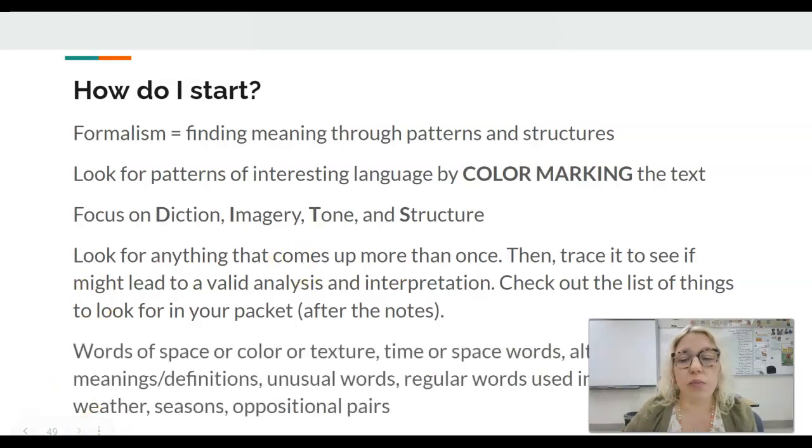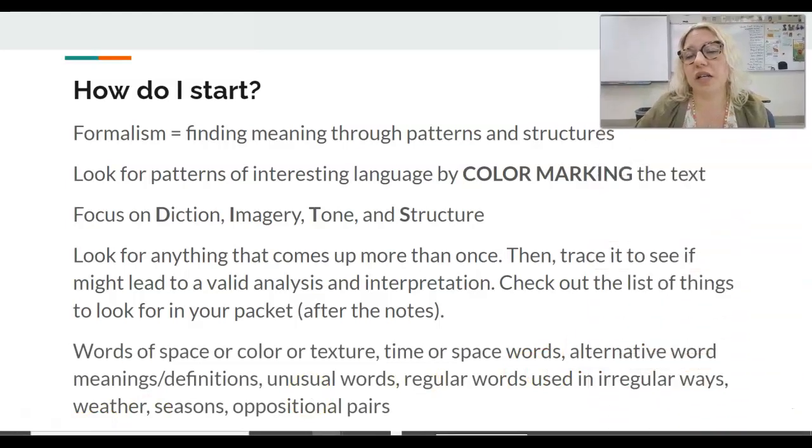All right, here are some things that are listed in the packet. This technique comes from the genius IB instructor, Caroline O'Neill. I got to give her credit. And these were some of the things she suggested to look for. She said, look for words of space, or words of color, or words of texture, time words, alternative word meanings, unusual words, or regular words used in irregular ways. Things like weather, seasons, oppositional pairs. And these are listed already in your packet, so you don't need to write them down again.